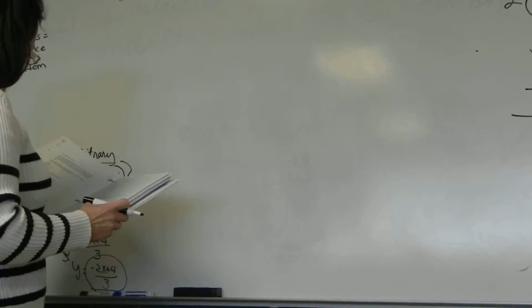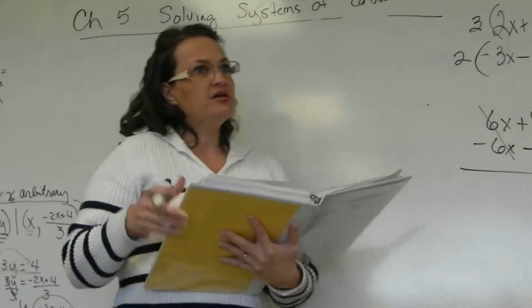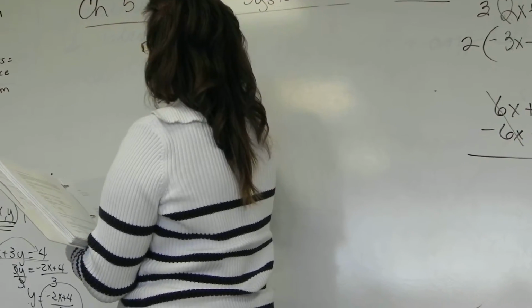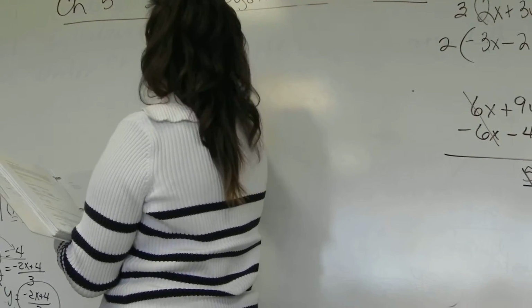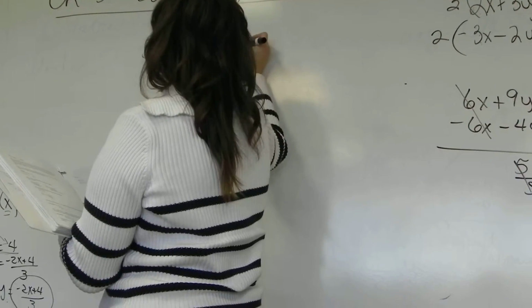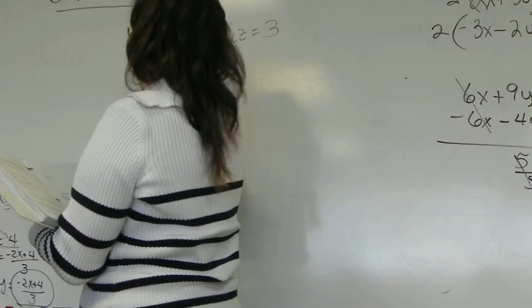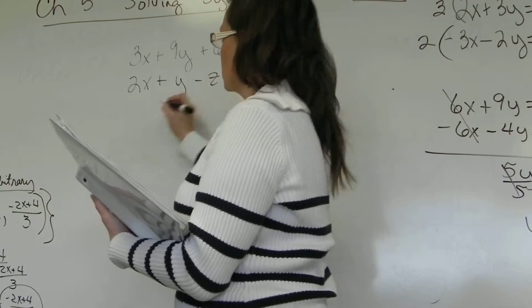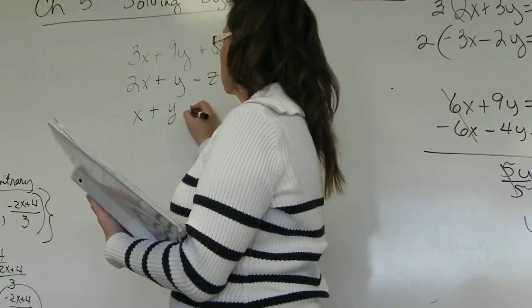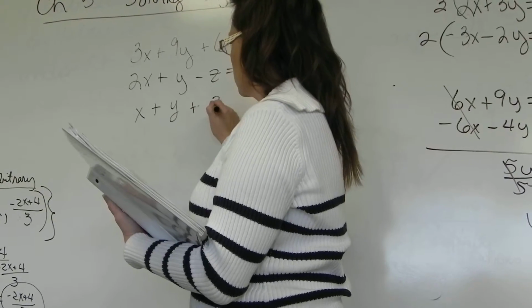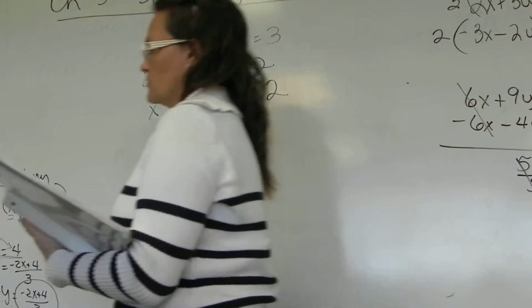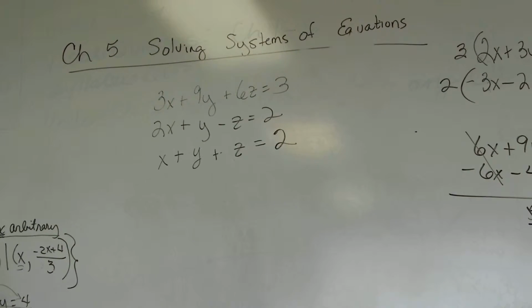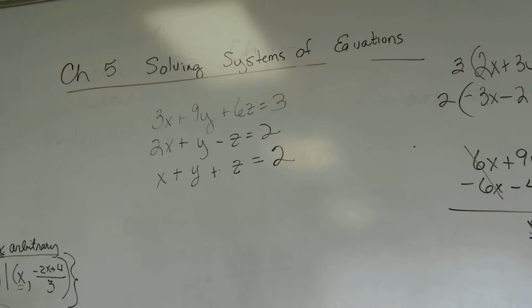All right, so next page, what if you have 3 variables and 3 equations? So let's go with the example on the next page. 3 variables, so an x, y, and a z in this case. If you have 3 unknowns, it takes 3 equations to solve that. And I always like to think of a Walmart example.